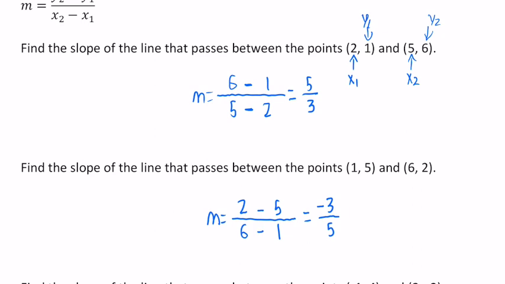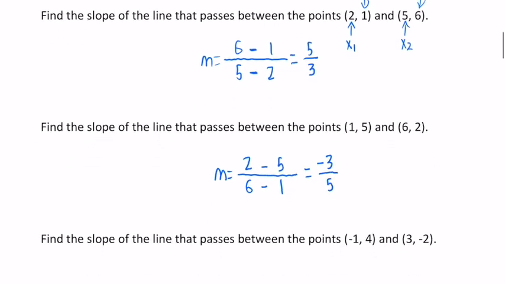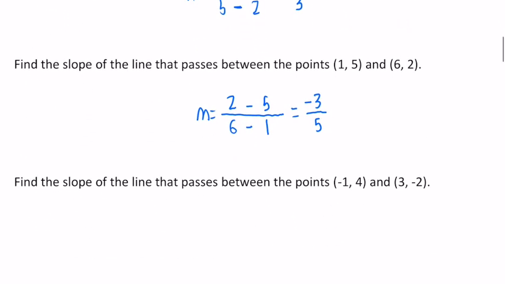It's important that you're careful with positive and negative signs as you're calculating slopes, especially when you have points where some of the coordinates are negative. So let's take a look at a problem where we're finding the slope of the line passing between the points (-1, 4) and (3, -2). The setup is exactly the same as our other problems. We'll have a fraction with subtracting on top and subtracting on the bottom.